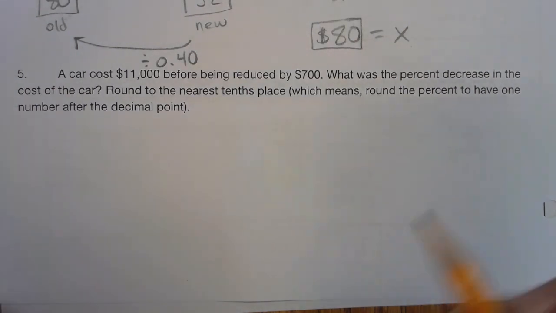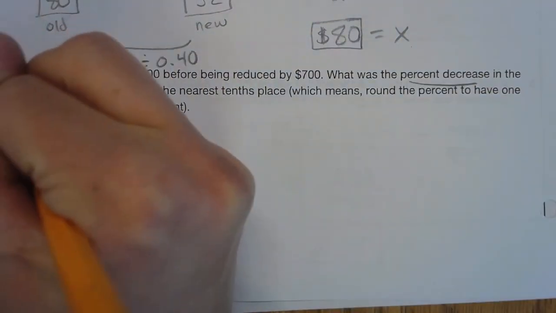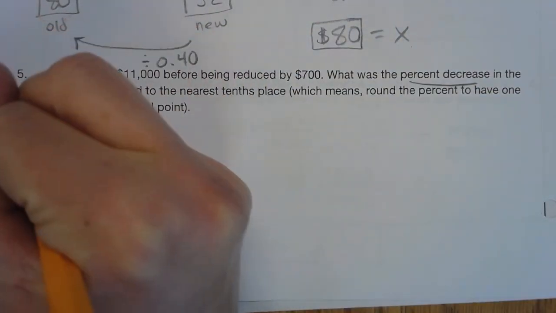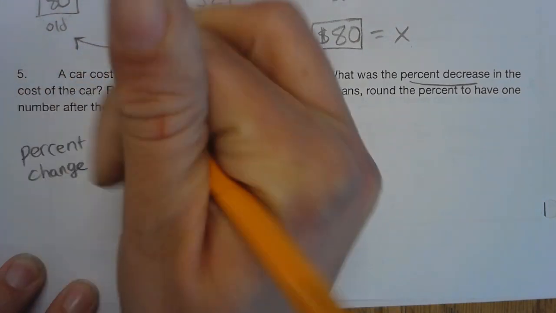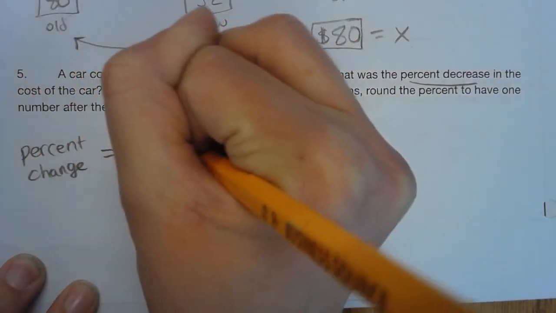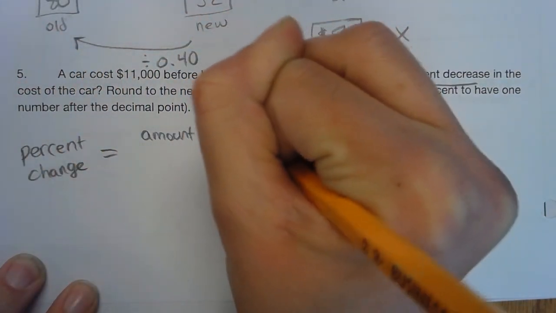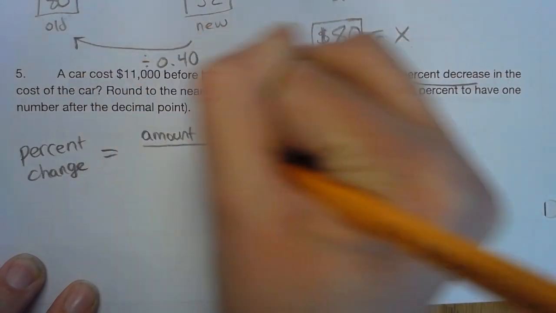Okay, so we are finding the percent decrease. Again, when we find the percent change, you find the amount of the change, divided by the original amount.